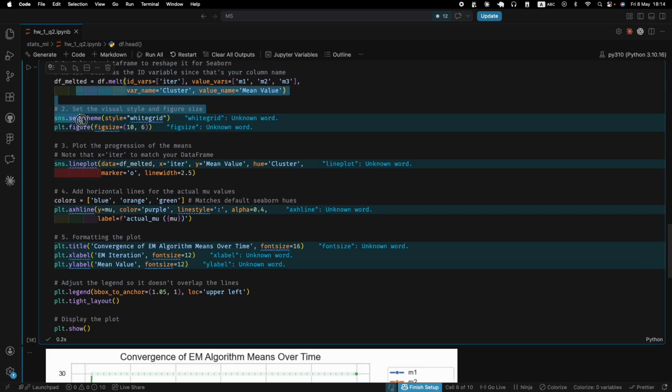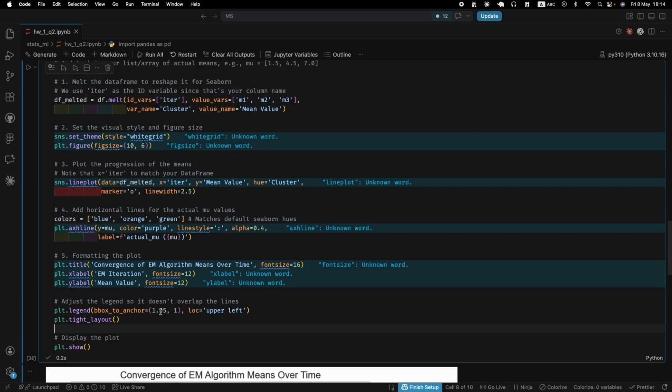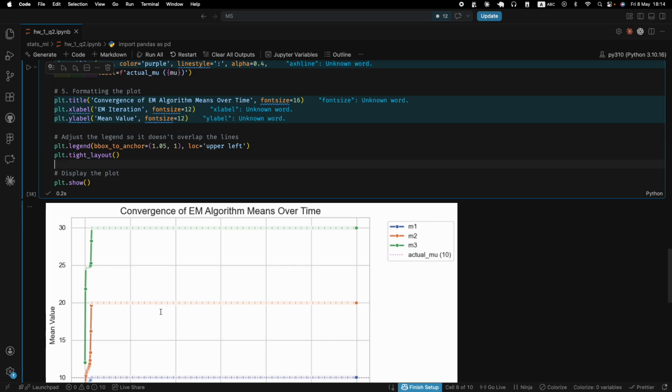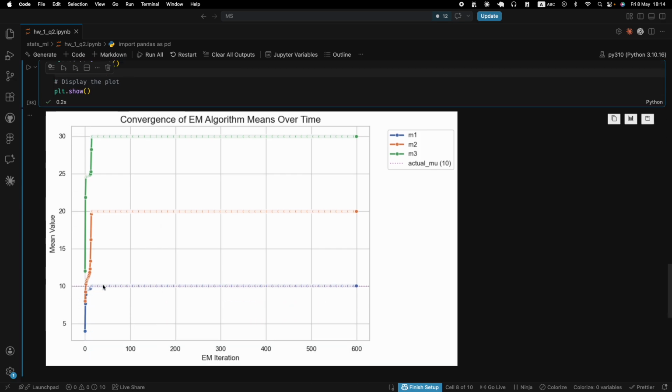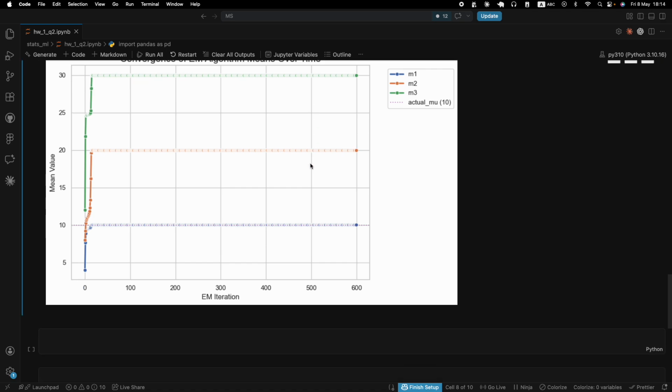And now I did some Python code to plot the data. Okay, you can stop here and see what I did. And we can see here, this is the horizontal graph of the actual mu, which is 10. And we can see the blue line getting closer and closer to it. And the orange line is twice the mu, and the green line is 3 times the mu.